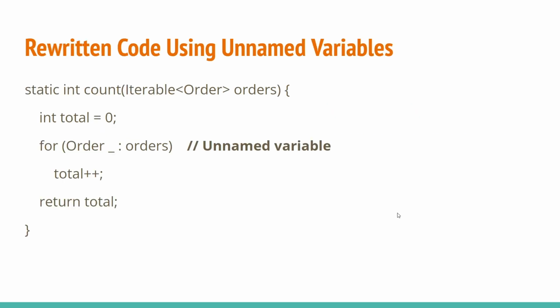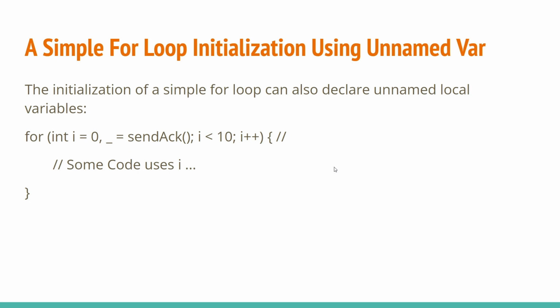So let's look at this rewritten code. If you look at the for each loop, you can see we have used underscore instead of the variable name order. If you use underscore, then the compiler knows that this is an unnamed variable. So this is how we use an unnamed variable. We can also use an unnamed variable inside the initialization of a for loop.